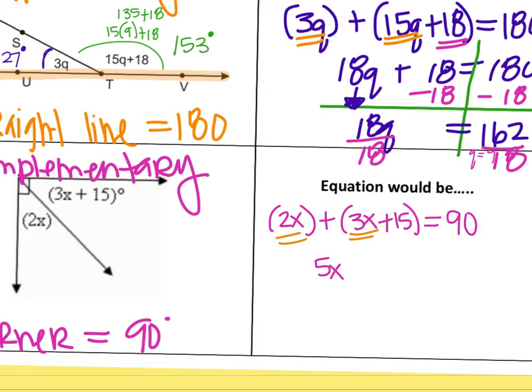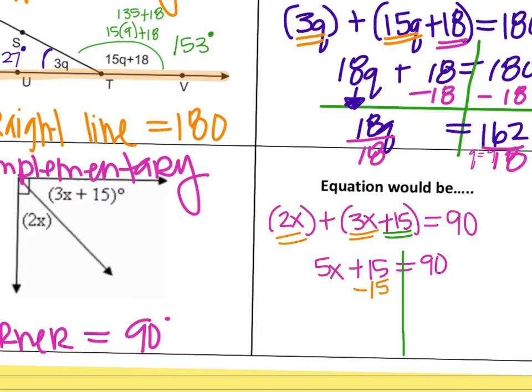And then the 15 doesn't have anything with it, so it's just going to stay by itself. I would say plus 15. And the total of a complementary angle is 90 degrees. Now it's set up and I can solve just like a normal equation. I would need to isolate the variables, so I need to get rid of this constant number of 15.